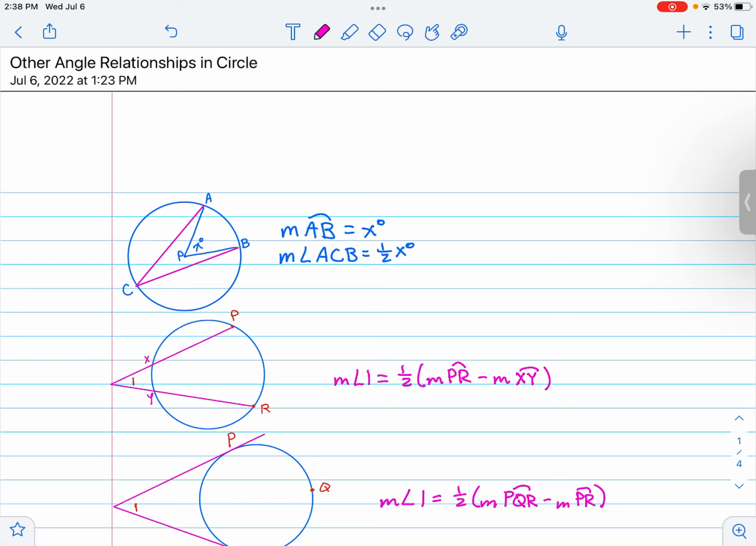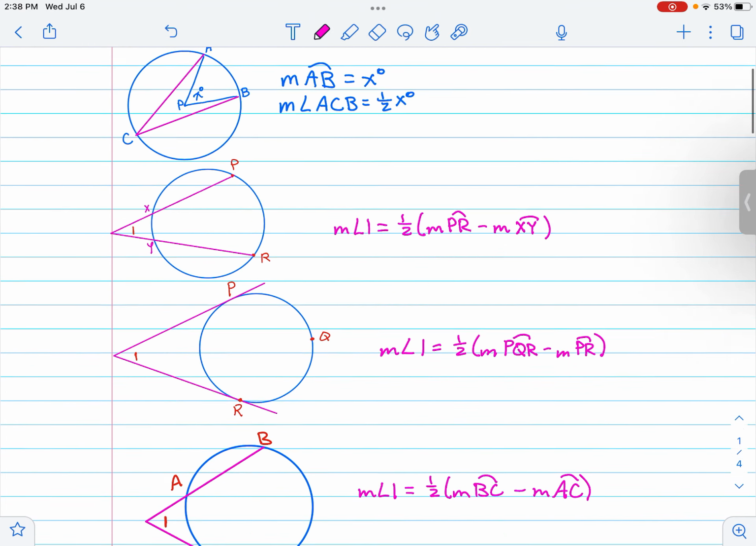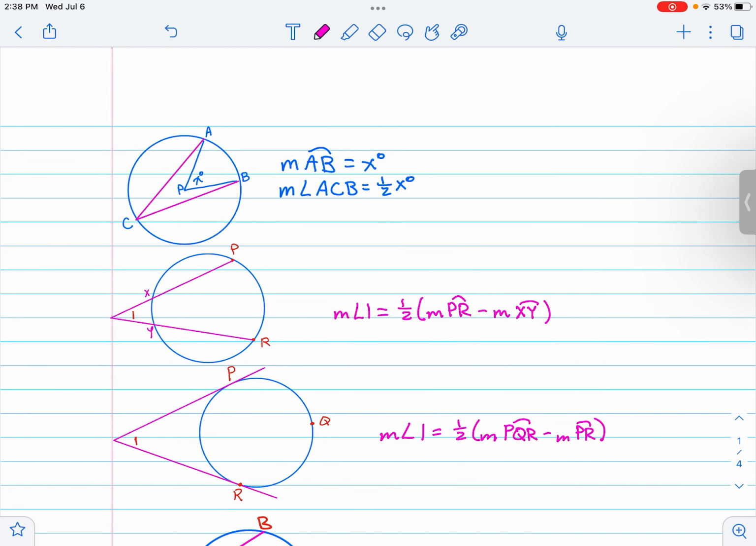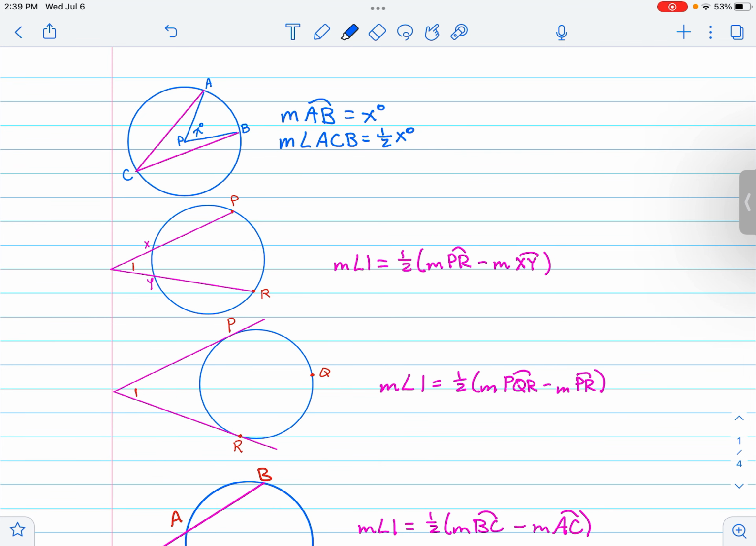Now we're going to look at other angles that we may encounter when dealing with circles. I've summarized the main ones here. Of course, we're familiar with the central angle, like this one here, where you have x degrees, and the measure of the arc would just be x degrees. Then we have the inscribed angle, this ACB, and it's going to be 1/2 the measure of the arc. Those are the two we're familiar with, the central angle and the inscribed angle.